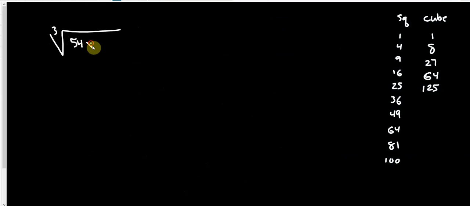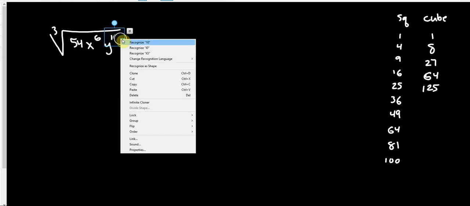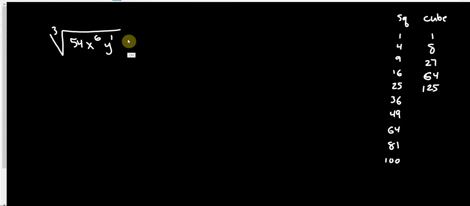54 x to the 6th, y to the, let's go with y to the 10th. Actually, let's go y to the 11th. Y to the 11th. Okay, so 54 x to the 6th, y to the 11th. So I'm taking a cube root this time, not a square root. So is 54 a perfect cube?